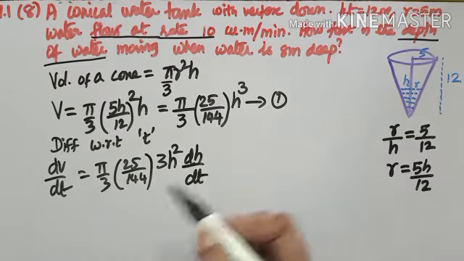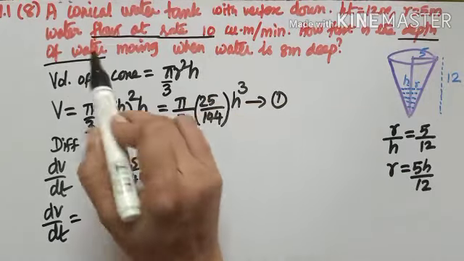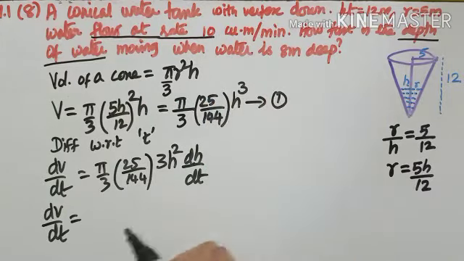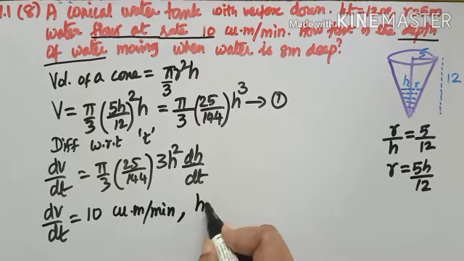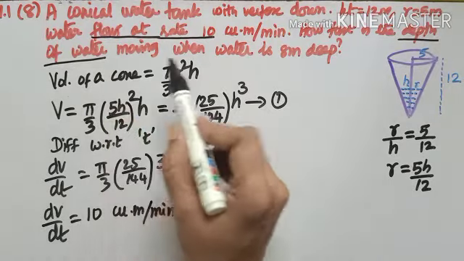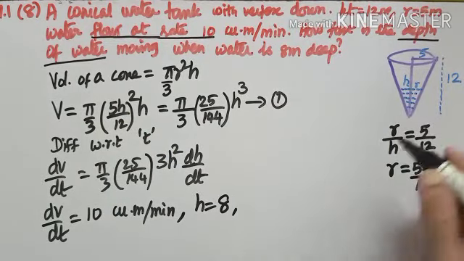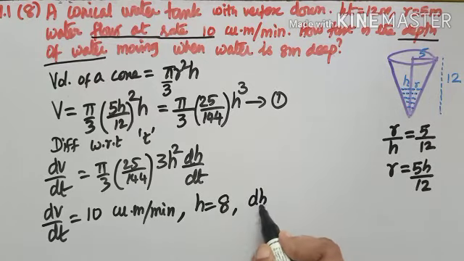What is all given? Let us substitute. What is dV by dt from here? Water flows at a rate of 10 cubic meter per minute, so this is 10 cubic meter per minute. h is the depth of water. When the water is 8 meter deep, h is equal to 8. This height of water is 8. And dh by dt is the question.